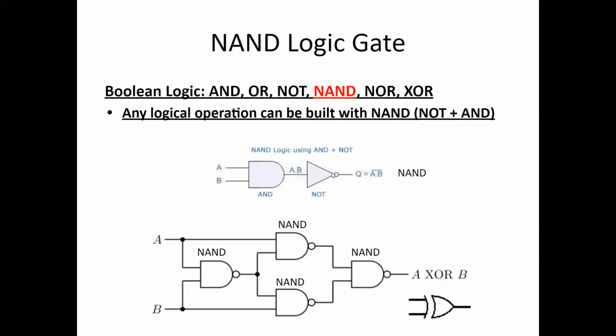So the NAND logic gate. NAND can be made using NOT and AND. So this is what the AND logic gate would look like and what the NOT would look like. Combined, this would create NAND. The reason NAND is so important is because it can be used to create all of the other logic gates, including XOR, which this example shows over here.